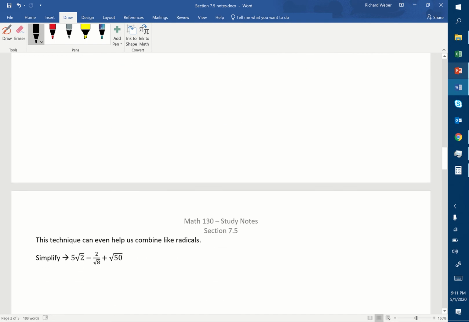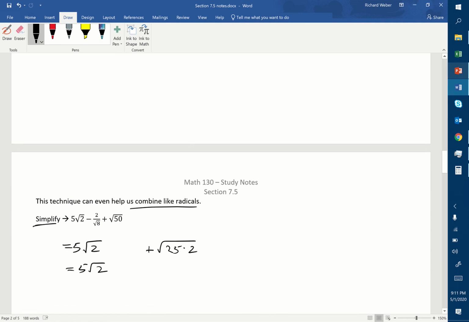This is also in the homework. Basically, it can help us combine like radicals. So watch how this one works. What you're supposed to do is simplify. So you do what you can. Okay, 5 radical 2, there's not much I can say. I have seen 50 so many times now. It's square root of 25 times 2. So in the next step, it's going to become a 5. Oh my gosh, it's another 5 radical 2.